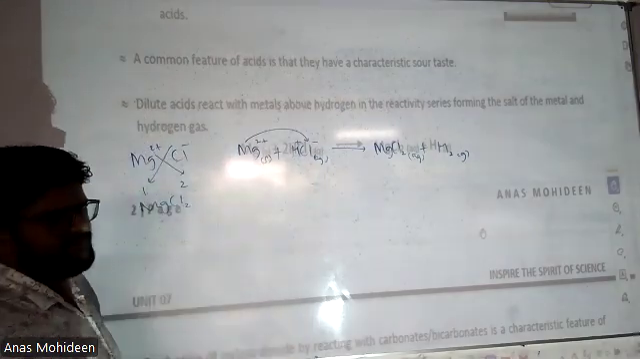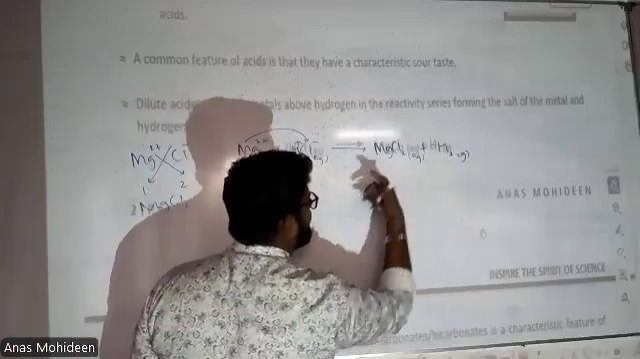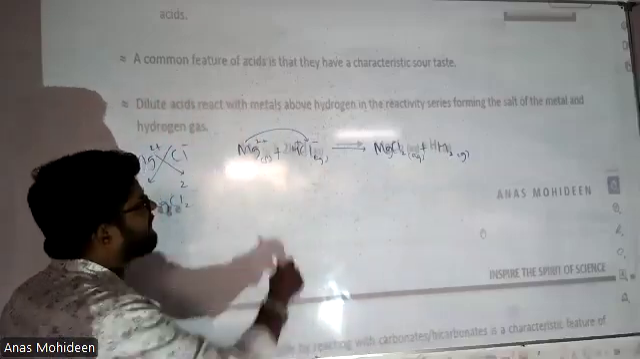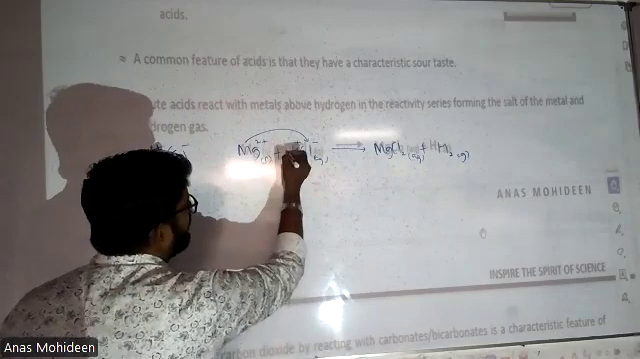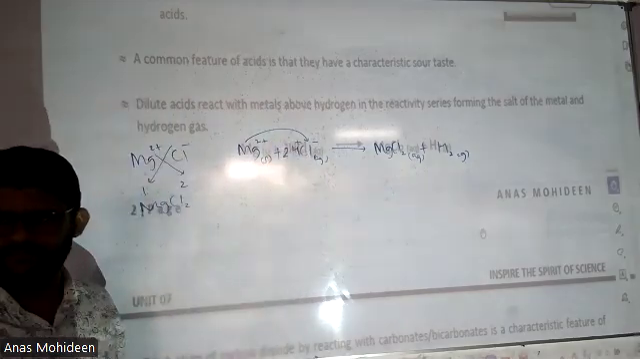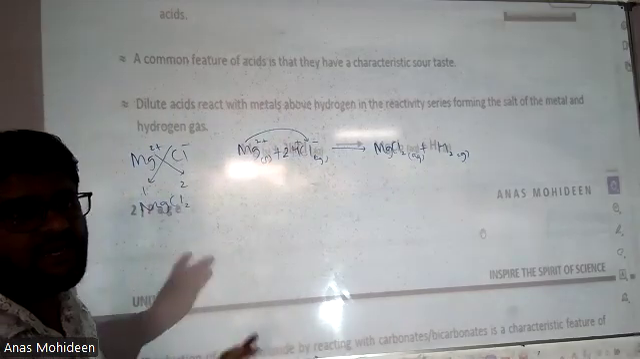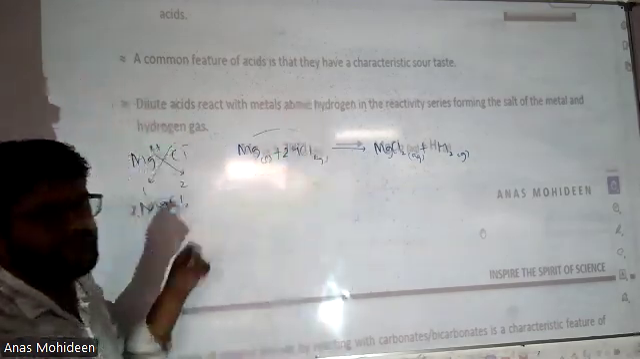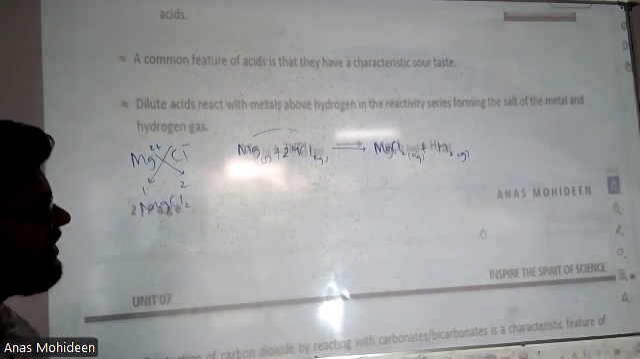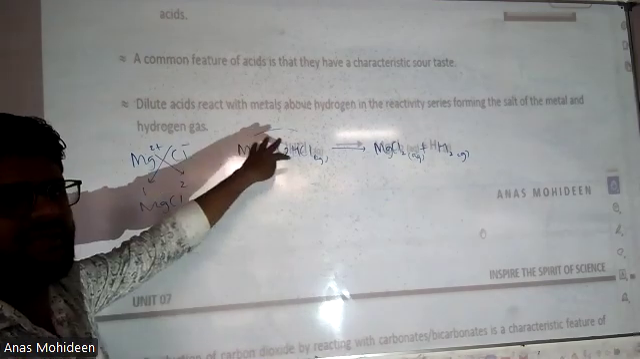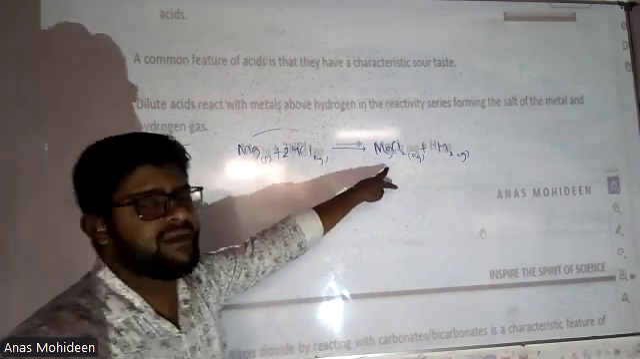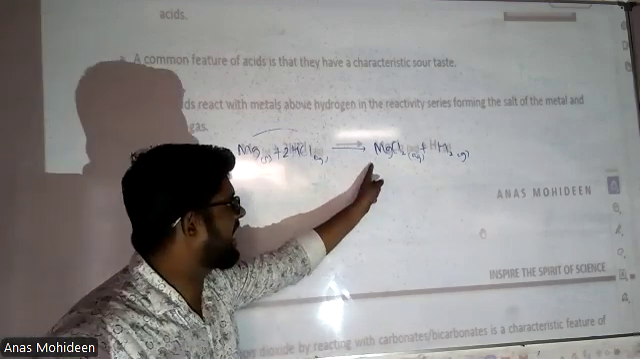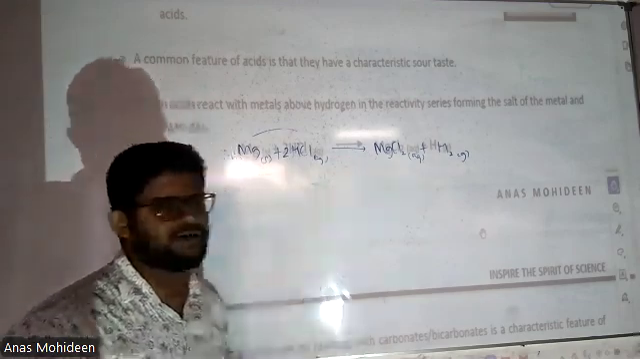Now I have to balance them. You can see H2Cl2, but I have only one HCl. So what do I do? I'm writing 2. Understand how it is balanced? This is how we are balancing, and you must know the chemical formulas to get the combination. So accordingly, a metal reacts with acid forming the metal salt, MgCl2, leaving out hydrogen.